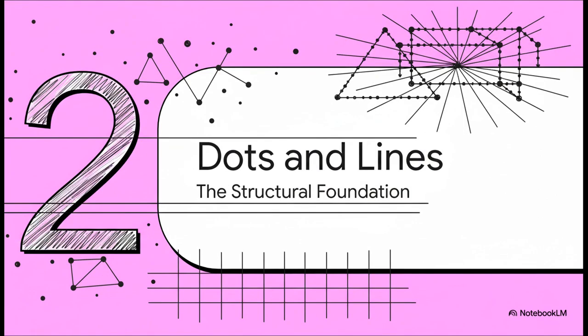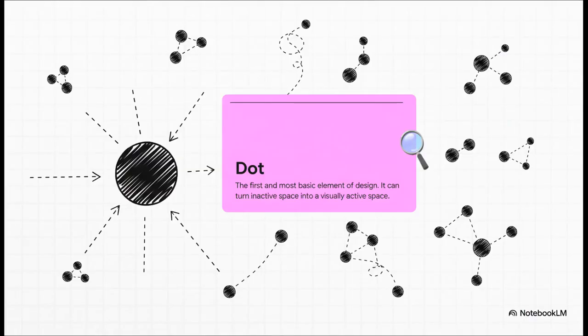First things first, we have to start with the structural foundation. Let's talk about dots and lines. I want you to think of these as the absolute skeleton of any design. Everything we see, and I mean everything, no matter how complex, starts right here with these two. It all begins with this, the dot. It's the simplest thing you can imagine, right?